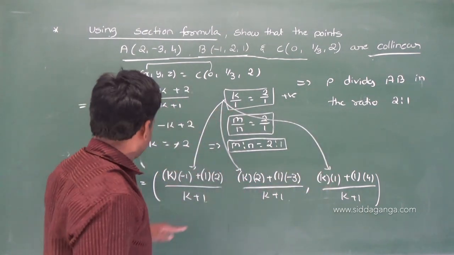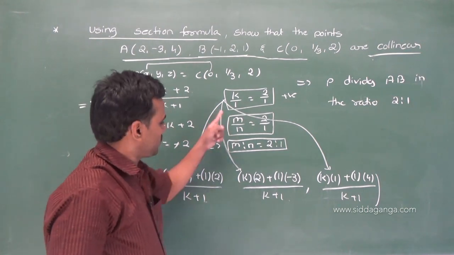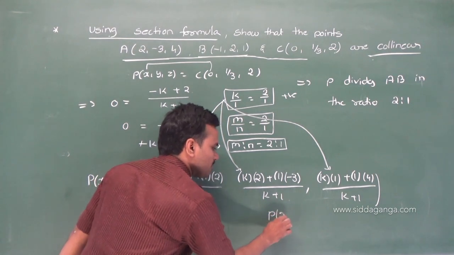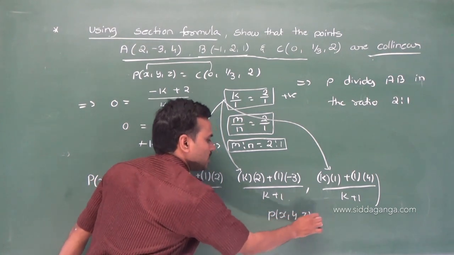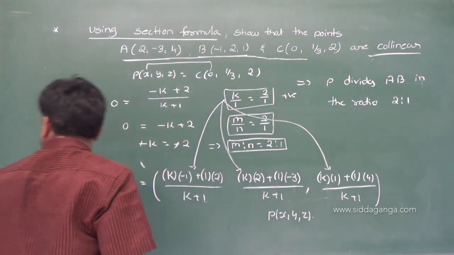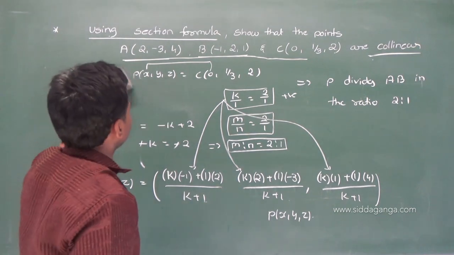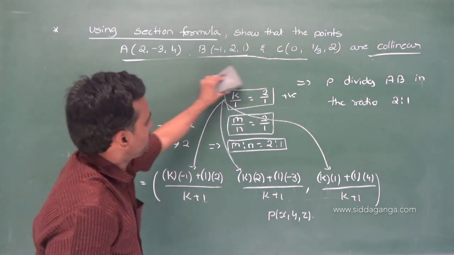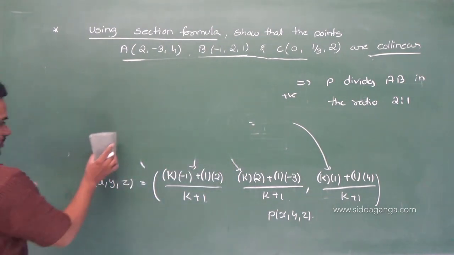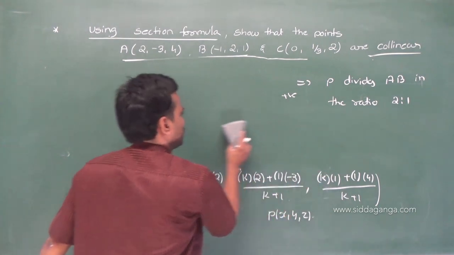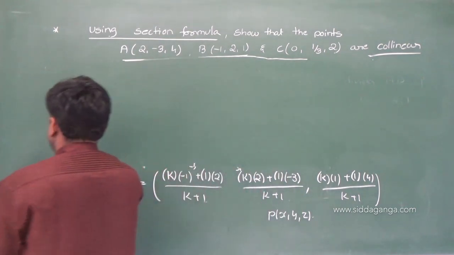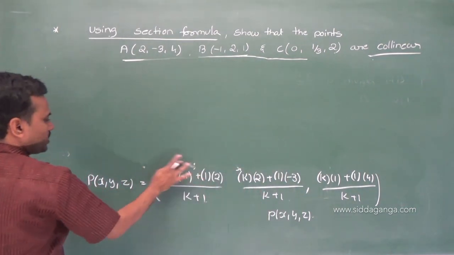Substitute the value of K in what? X coordinate, Y coordinate and Z coordinate. Find out P of X comma Y comma Z. So, to prove collinear, what we do? We substitute the value of K is equal to 2 in X coordinate, as well as in Y coordinate, as well as in Z coordinate, and find out the value of P of X comma Y comma Z.